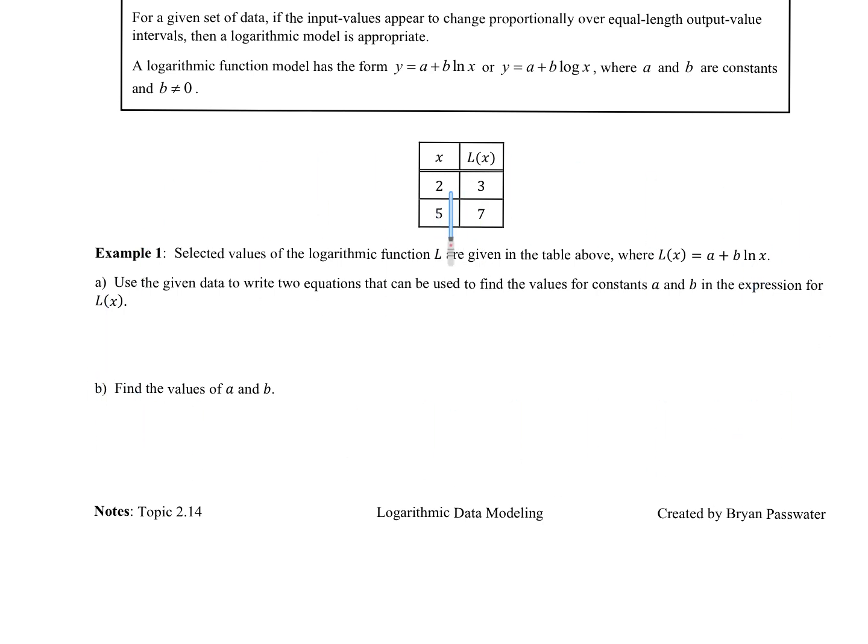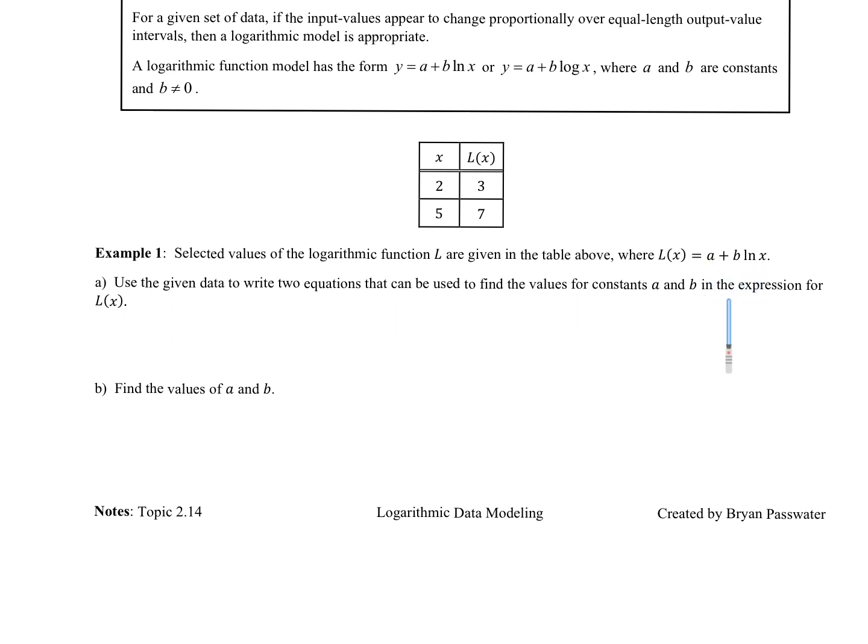So we have this data set. What are my input values? My x's are the input values, and my output values are the L of x. And so it's in this form. L of x is equal to a plus b natural log x in this sense.